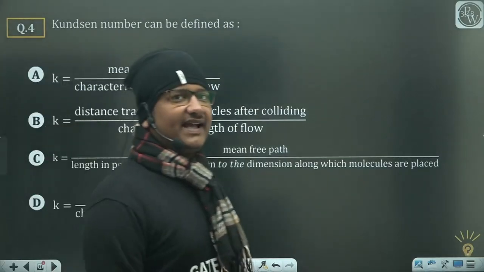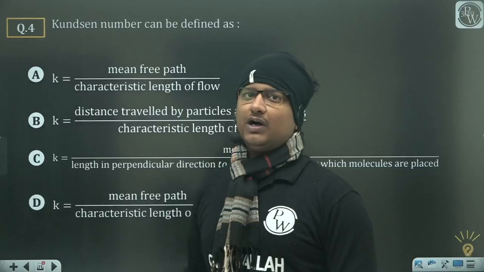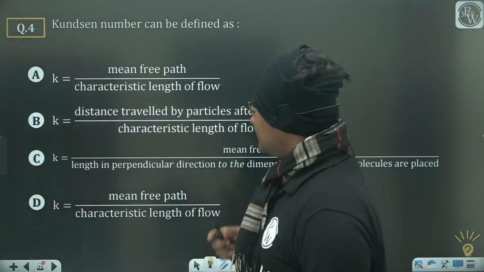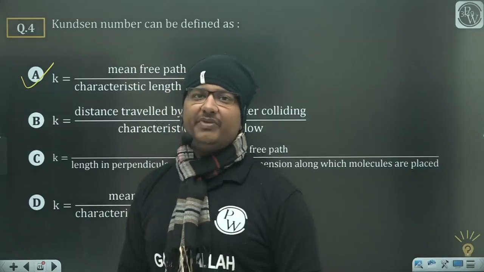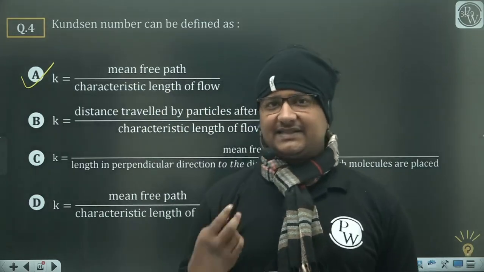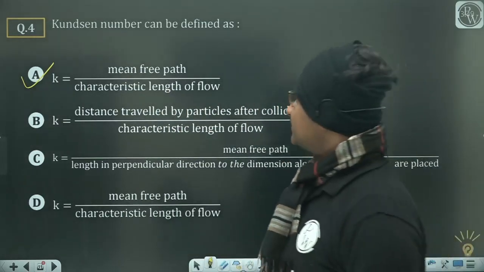Next question is again a very simple question for all of you. Knudsen number can be defined as, it's a direct answer for all of you. You have already studied this part. That is Kn equal to mean free path divided by characteristic length of flow. First class, first discussion.